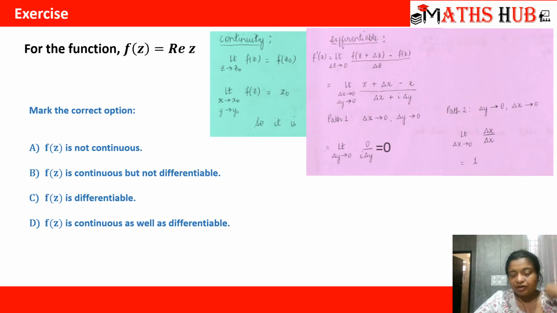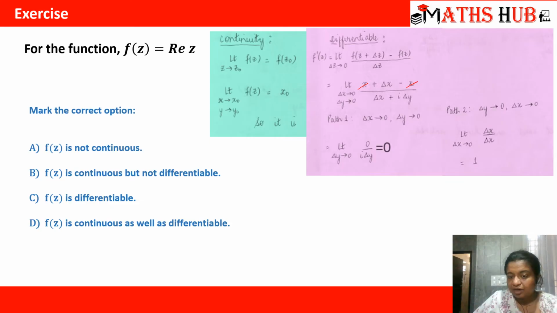Now let us check for differentiability. For differentiability, the limit is f dash z equal to limit delta z approaches 0, f of z plus delta z minus f of z divided by delta z. Now the limit is delta x approaches 0, delta y approaches 0. z plus delta z will be x plus delta x minus x, and delta z would be delta x plus iota delta y. So x will get cancelled from here, right?